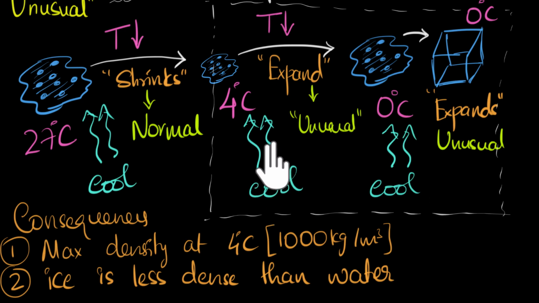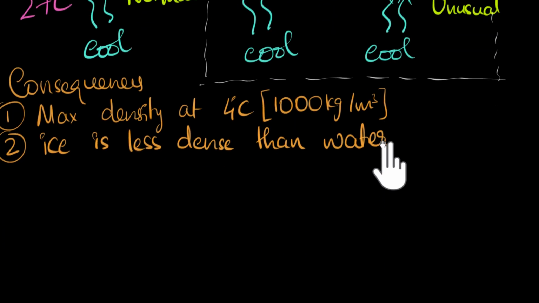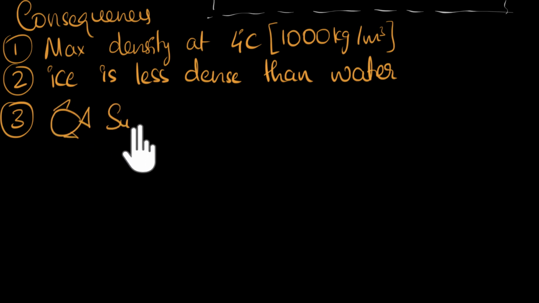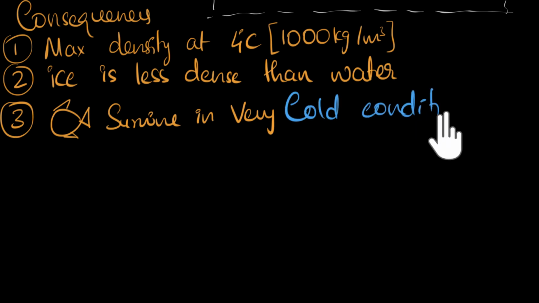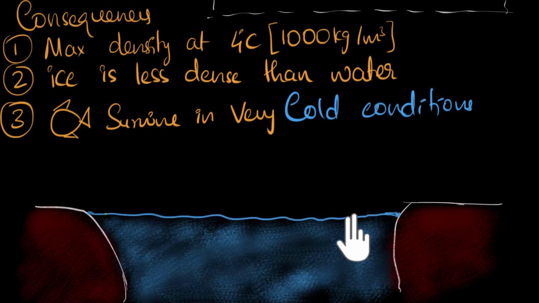But there's another very big consequence because of this anomalous behavior. Let's make a little bit more space for that. All right. So the third consequence is that aquatic life, let me just draw a fish over here, aquatic life can survive in very cold conditions. Very cold conditions. And here's how that works. Now suppose this represents a lake or a pond in a very cold place. Let's say the surrounding temperature is below 0 degrees Celsius. We would expect this entire water to freeze up, right? Because the whole temperature is below 0 degrees Celsius. But it doesn't. And it's all because of this anomalous behavior of water.